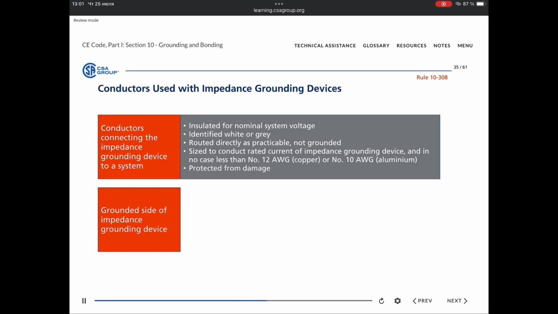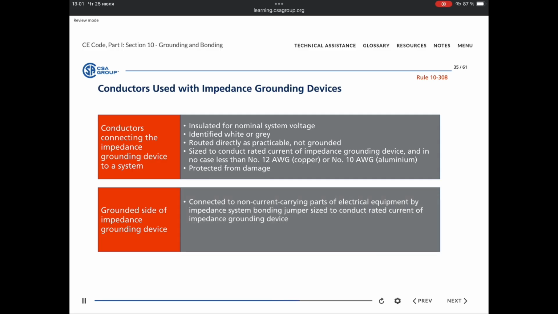It is also required that the grounded side of the impedance grounding device be connected to the non-current carrying parts of the electrical equipment by an impedance system bonding jumper sized to conduct the rated current of the impedance grounding device, and in no case less than number 12 gauge if of copper and number 10 gauge if of aluminum.